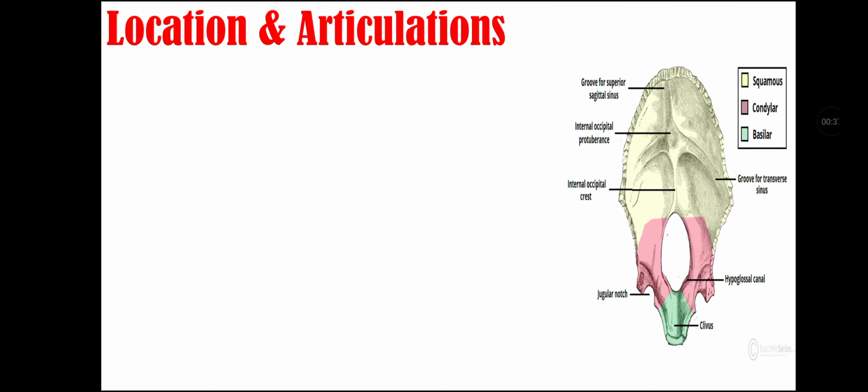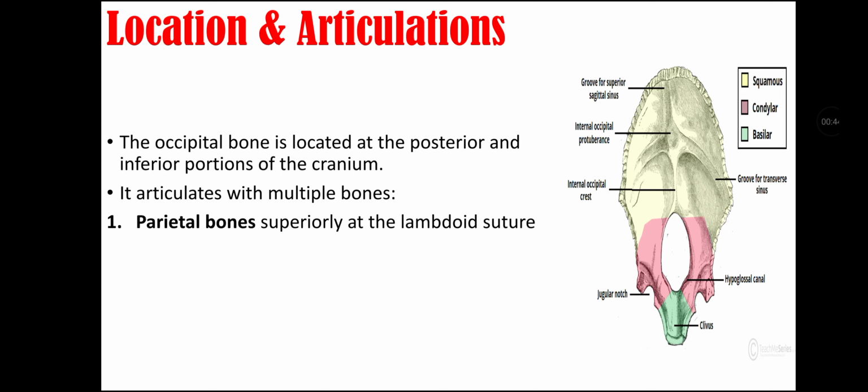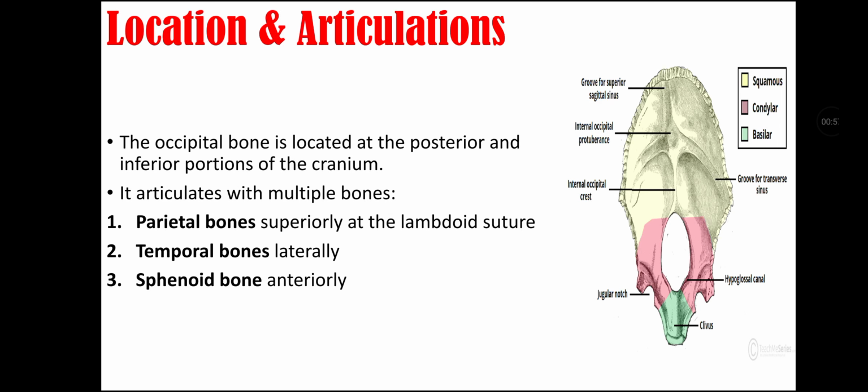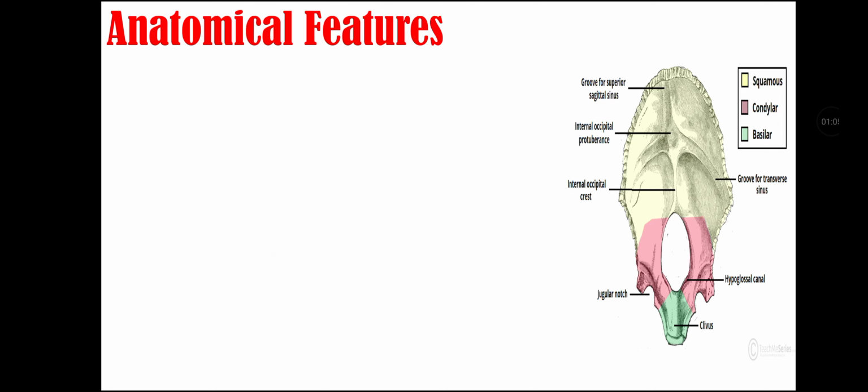Location and articulations of occipital bone. Occipital bone is located at the posterior and inferior portion of cranium. It articulates with multiple bones. First, it articulates with the parietal bones superiorly at the lambdoid suture. It articulates with the temporal bone laterally, it articulates with the sphenoid bone anteriorly, and it also articulates with the atlas vertebra inferiorly at the occipital condyles.